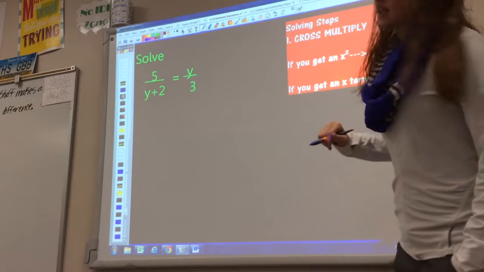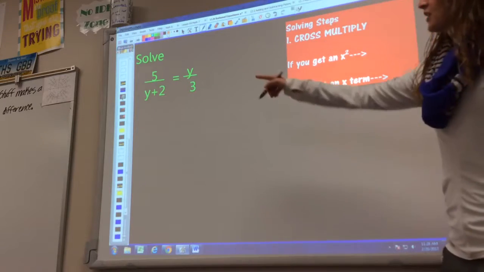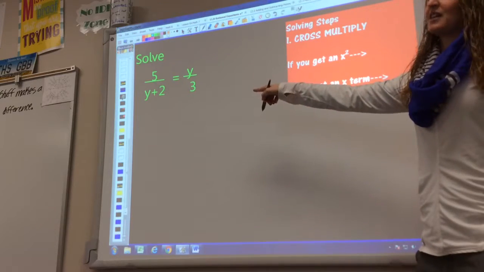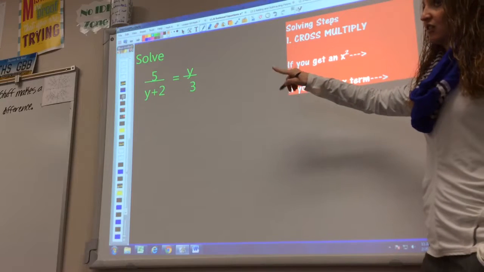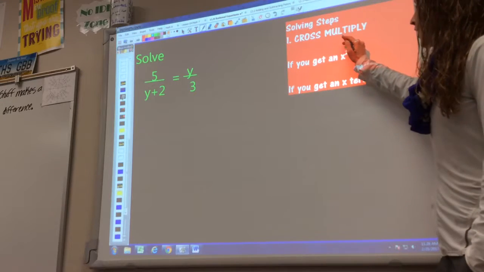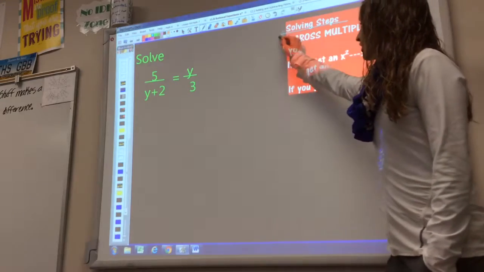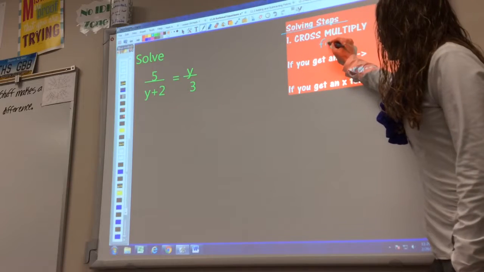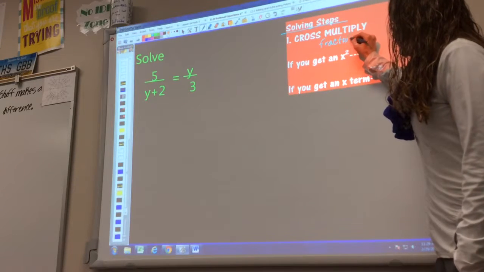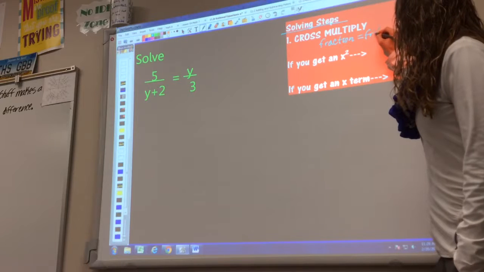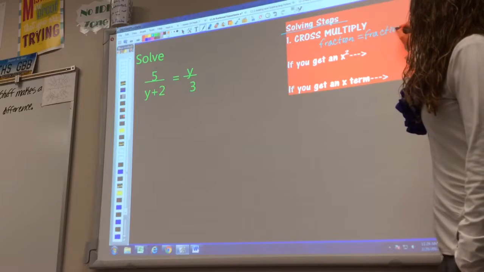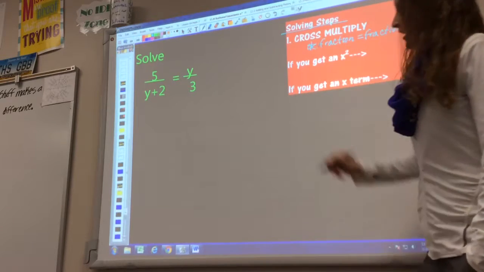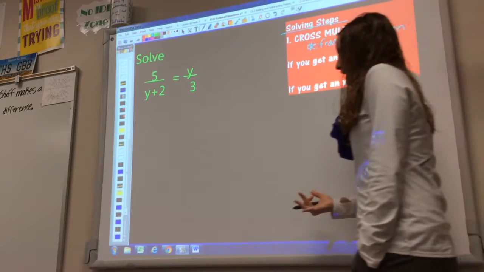Okay, a few things I would like us to get down though, other than the original, and you guys are so good at writing down the original. What I would like us to know is this. When you have a fraction equal to another fraction, that is when we cross multiply. And a lot of you know that. So let's check this one out.